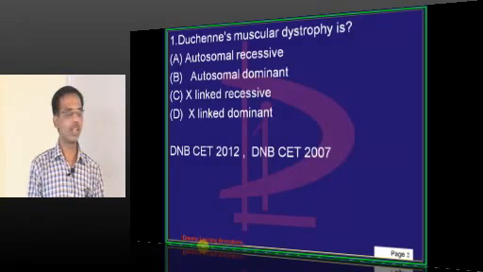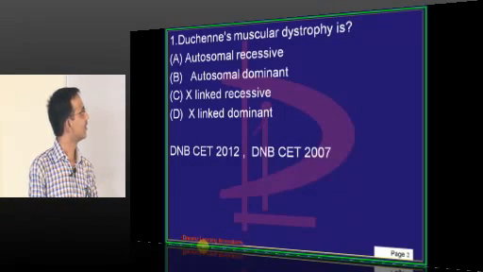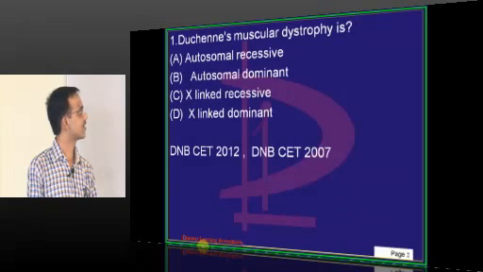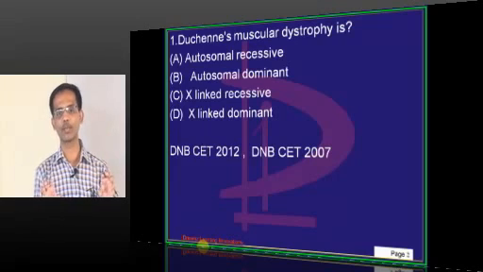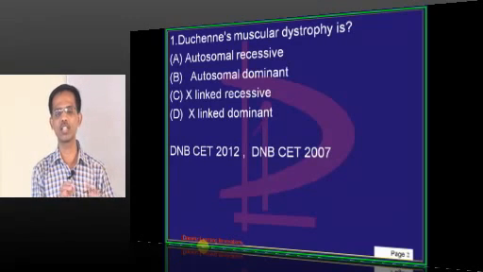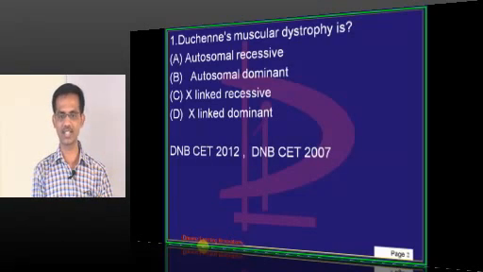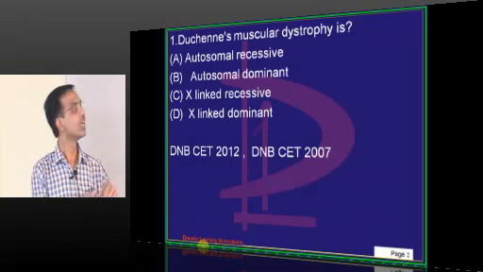Duchenne's muscular dystrophy: autosomal recessive, autosomal dominant, X-linked recessive, X-linked dominant. The scenario in brief, I will also be telling you about the approach. In state entrances and DNB, the scenario is very simple. They try to keep the question straightforward. If this were to appear in other examinations like AIIMS, AIPG, JIPMER, PGI Chandigarh, USMLE, they would have given you a case scenario.